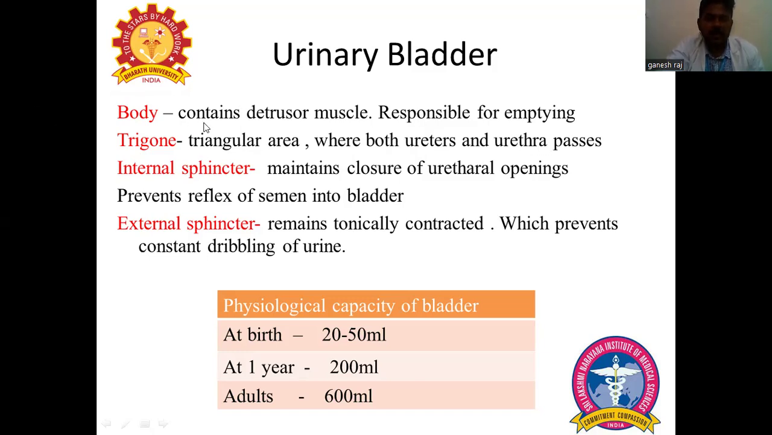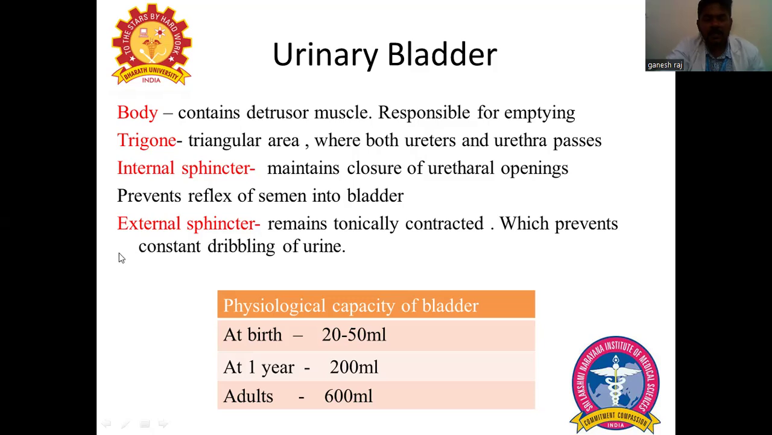The body of the bladder contains a muscle called the detrusor muscle, which is a smooth muscle. The contraction of this detrusor muscle will help in emptying the bladder. And this internal urethral sphincter will prevent the reflux of semen into the bladder. You all know that semen and urine both come from the urethra only. So this internal urethral sphincter will prevent the reflux of semen into the bladder.